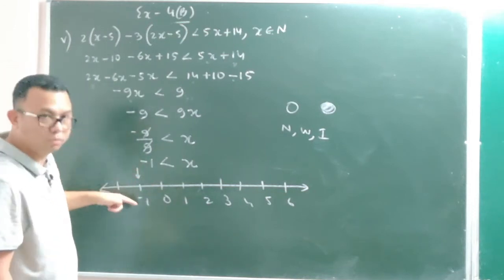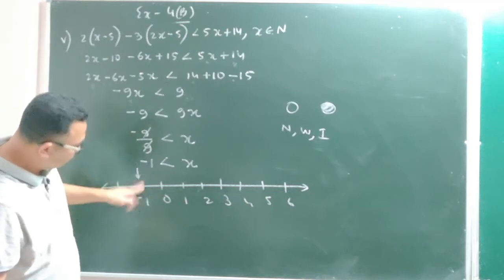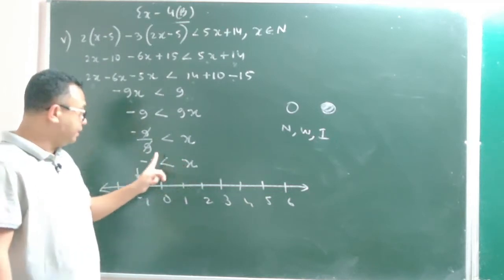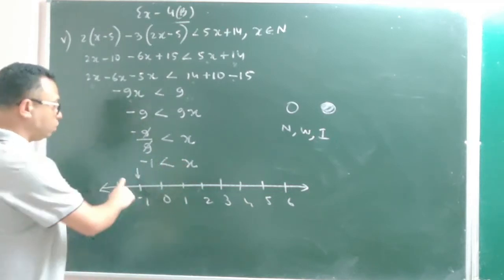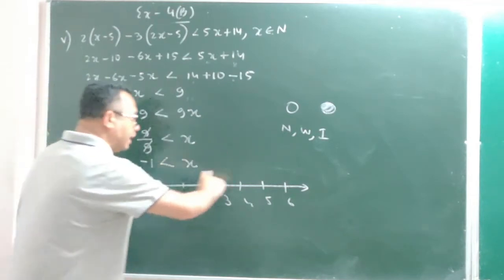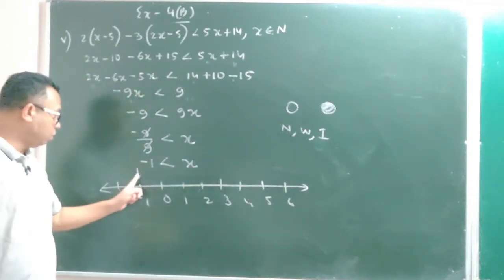I am only doing it to show you, to explain to you. Yeah, minus 1 is here. And how do you say it? X is greater than minus 1. Greater means where will it go? Will it go to the right side or to the left side? It will go to the right side. Now move to the right side.